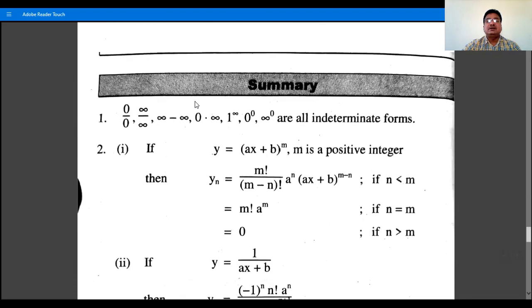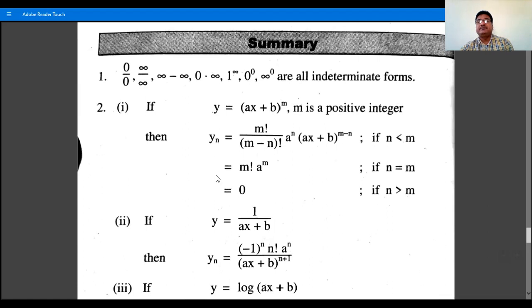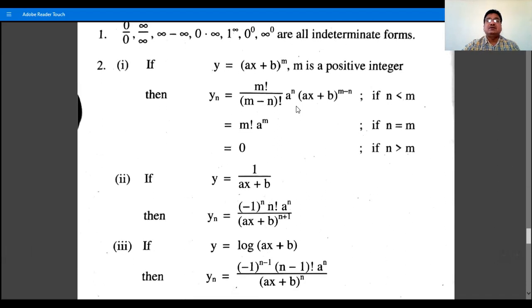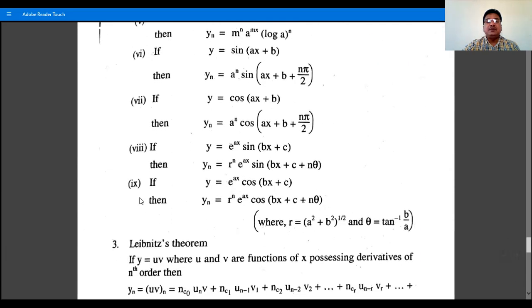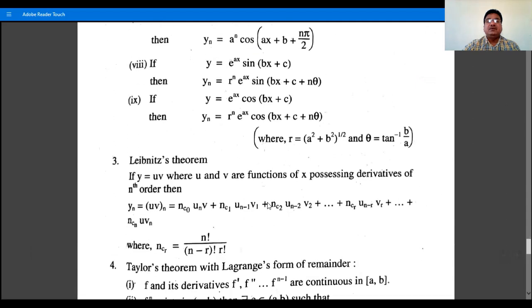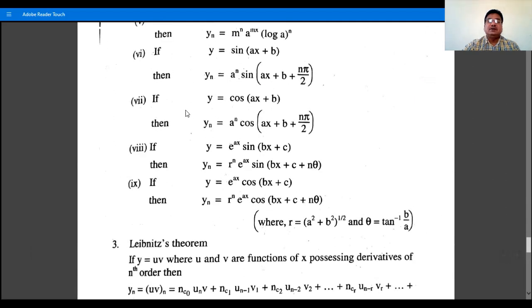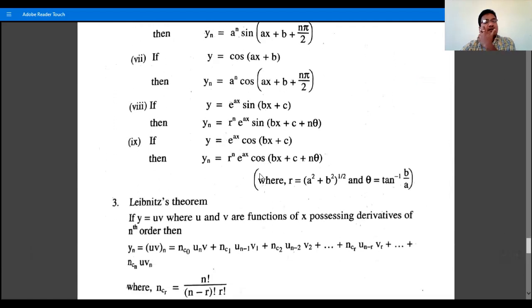These are some summary of the chapter: 0/0, ∞/∞, ∞ − ∞, 0 × ∞, 1^∞, 0⁰, ∞⁰ are all indeterminate forms. So these are useful summary for fill in the blanks or MCQ questions. Y = (ax + b)^m, then yn is this. Y = 1/(ax + b), then yn is this. So these are the 9 formulas of the nth order derivative. We have already seen the proof of these 9 formulas and the problems on them.